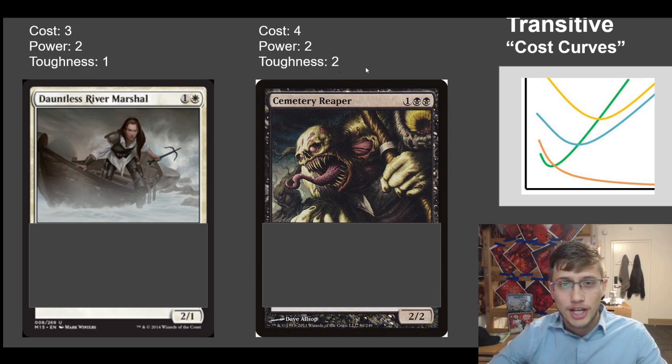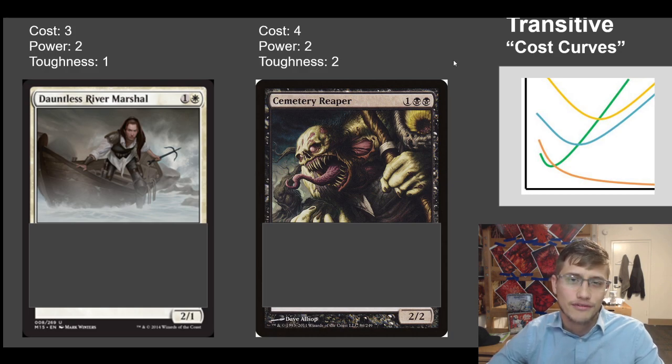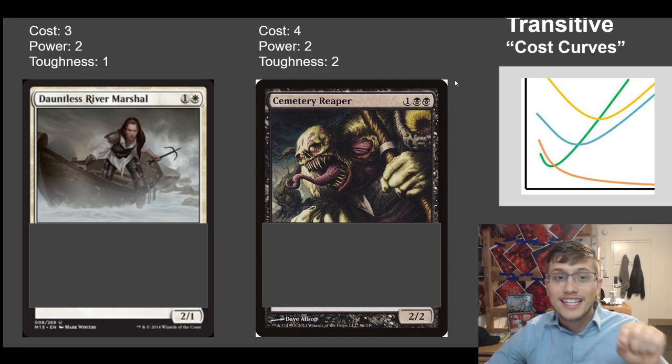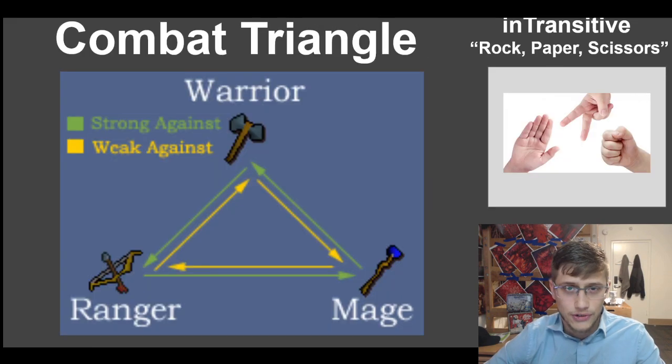So this relationship, since they have a single resource, points, which are being allocated differently with respect to these different buckets, that's called a cost curve or a transitive relationship. Transitive, the word right there, it means that you can transfer the units between the different buckets here. So intransitive refers to a game where you might not have a resource like that. Popular example being rock, paper, scissors.